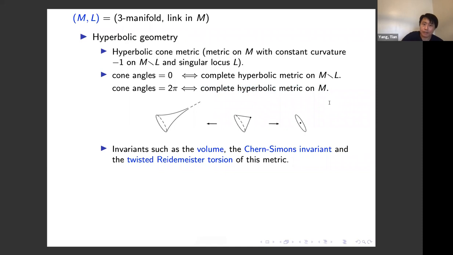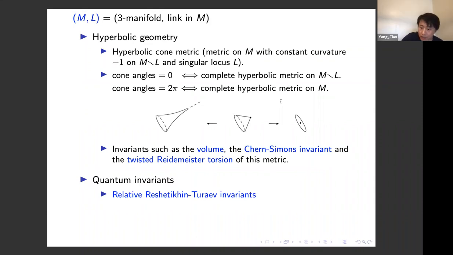Now, for such a metric, we can also consider invariants such as volume, torsion, and the twisted Ray-Singer torsion proportions. All these invariants are defined for cone metrics. And on the quantum side, we have these relative Reshetikhin-Turaev-Viro invariants, which for each integer r gives a complex number to every such triple M, L, and n, where M, L is the pair, the manifold and a framed link inside. And this bold n is a coloring of the components of the link. So for each component of L, we put an integer, and we want this integer to be between zero and r minus two as a technical condition.